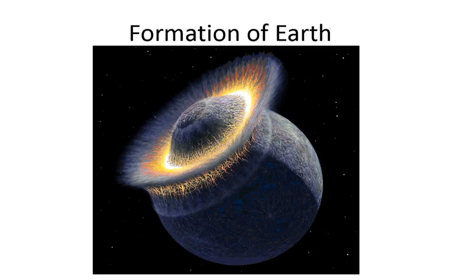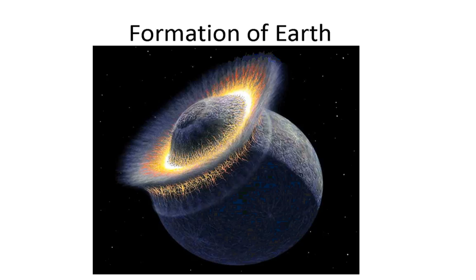How is the Earth formed? Well, the Earth is thought to have formed with the collision of a Mars-sized planet and our own original planet. And essentially what happens when two rocks this big collide is they both turn to molten fire. And so the Earth melts.